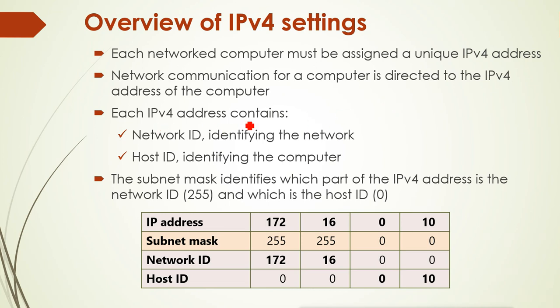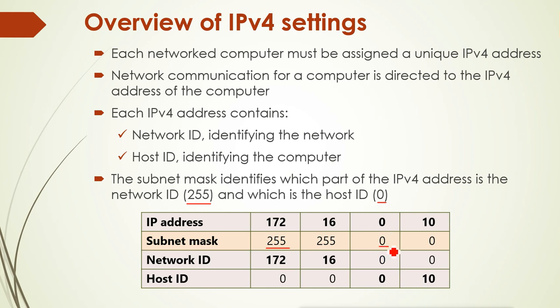Each IPv4 address contains a network ID, identifying the network, and a host ID, identifying the computer. The subnet mask identifies which part of the IPv4 address is the network ID and which is the host ID. As you see in the subnet mask, network IDs are showing as 255, that means all the bits are on there. And the host ID is 0, that means what? All the bits are off.